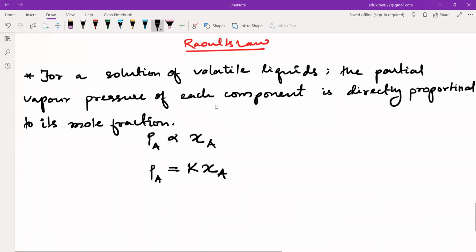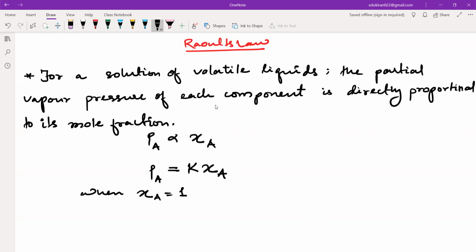Now, in order to get the constant, what can we do? We can take the chi A. The constant will be the same, right? Chi A can be of any value, like 0.1, 0.2, 0.3, anything, but the constant will be constant. So what are we going to take? We are going to take this chi A as unity. That means 1.